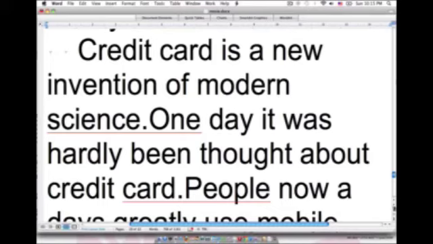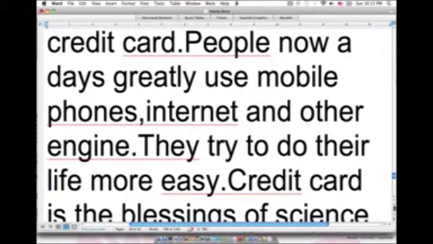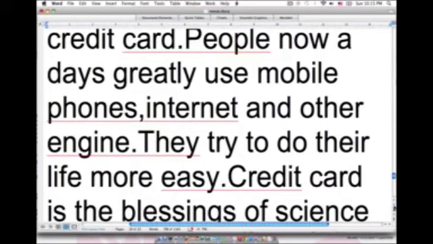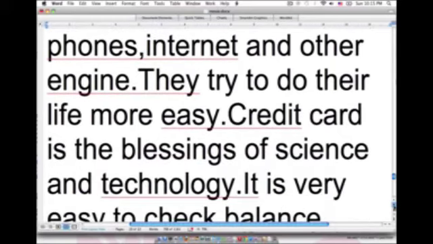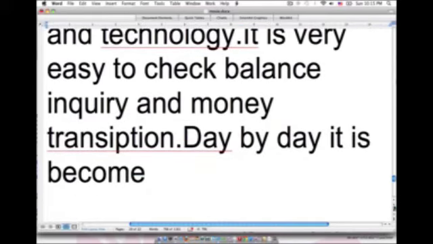One day it was hardly been thought about credit card. People nowadays greatly use mobile phones, internet, and other engine. They try to do their life more easy. Credit card is the blessings of science and technology. It is very easy to check balance, inquiry, and money transcription.